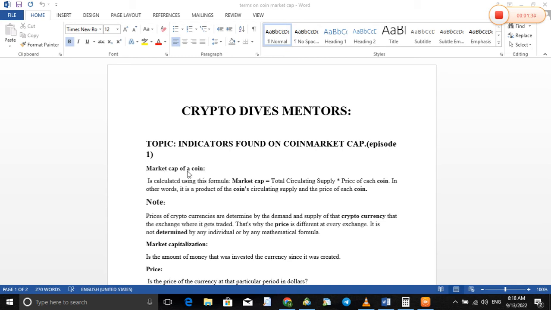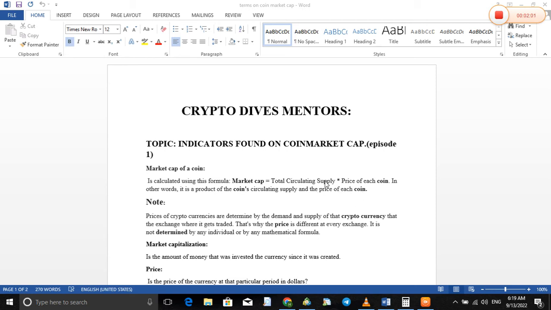Now, market cap of a coin is calculated using a formula. Market cap is equal to total circulating supply times the price of each coin. In other words, it is a product of a coin's circulating supply and price of each coin.